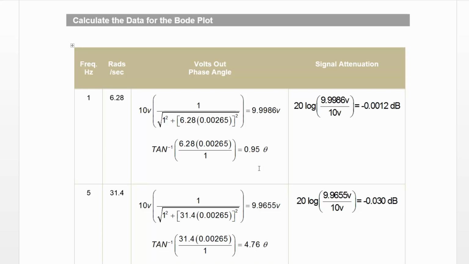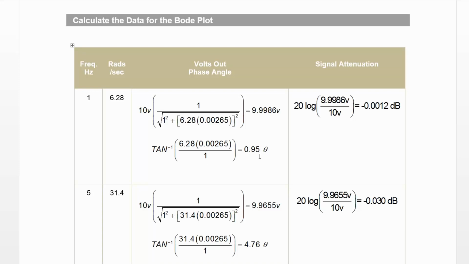If you want to find out what your phase angle is, how much you've shifted your input compared to your output, that would be 6.28, your imaginary number, times 0.00265, over your real number, 1. Take the inverse tangent, and you get 0.95 degrees.